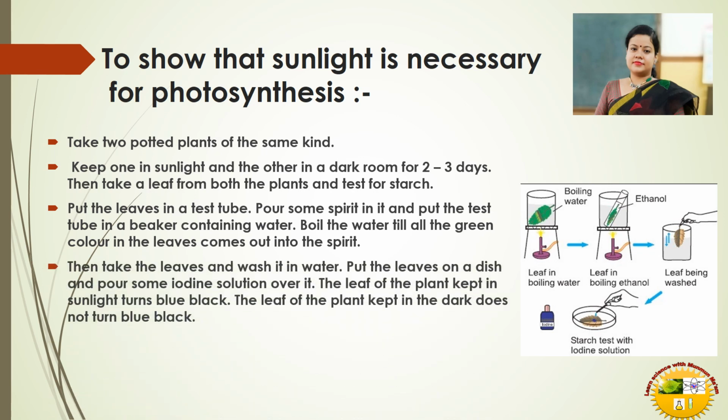Then take the leaves and wash them in water. Put the leaves on a dish and pour some iodine solution over it. You can check it in the picture again. The leaf of the plant kept in the sunlight turned blue-black because it prepared food. It prepared food, that is glucose, that is stored in the form of starch, and if starch is present, that will turn blue-black if iodine is added to it.